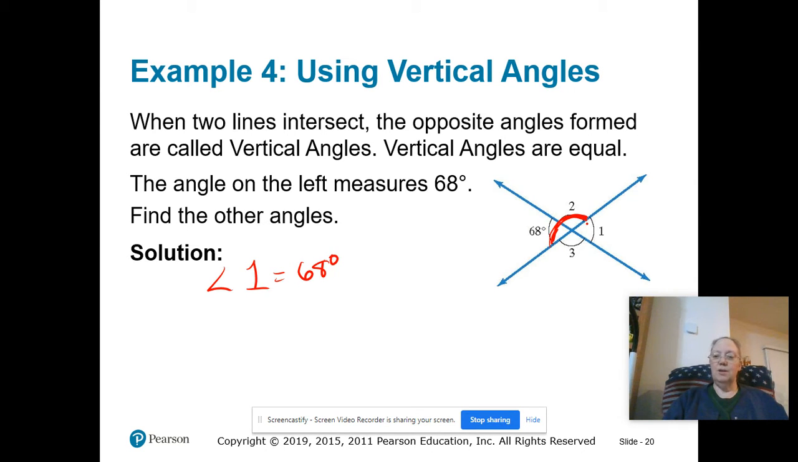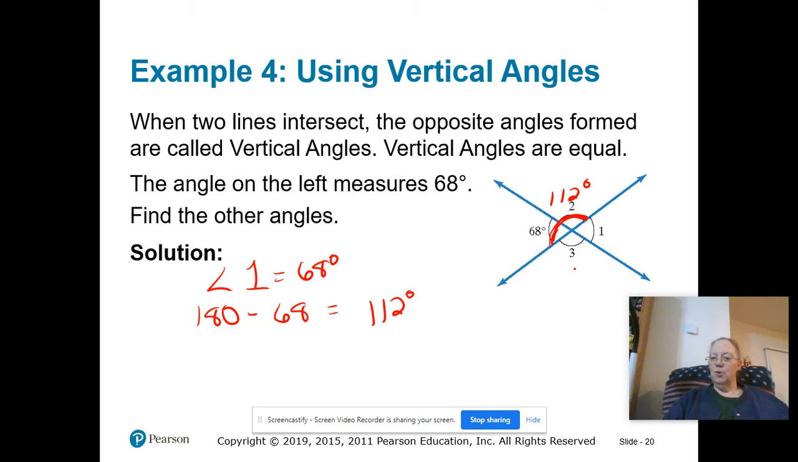These two are supplementary. They add up to 180 degrees, because it is a straight line. So remember, we're always going to take the total, in this case it's supplementary so it's 180, and subtract the one that we know, which is 68. 180 minus 68, does that add up correctly? Yeah, that should work. So this would be 112 degrees.